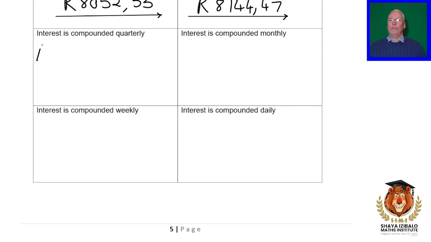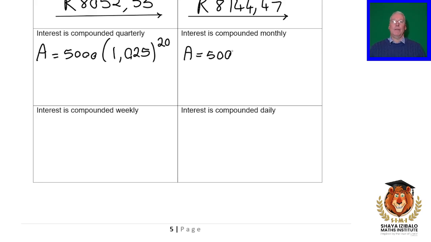Okay, so quarterly will just be 5,000 times 1,025, which is 10% divided by 4. But the interest is going to be calculated 4 times a year for 5 years, a total of 20 times. We'll work these out just now. Monthly is going to be 5,000 times 1 plus our interest rate of 10% divided by 12, and in 5 years there will be 60 months.